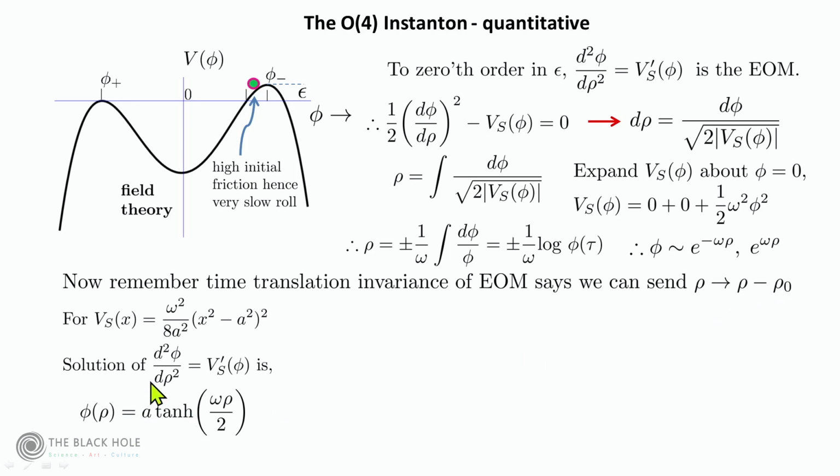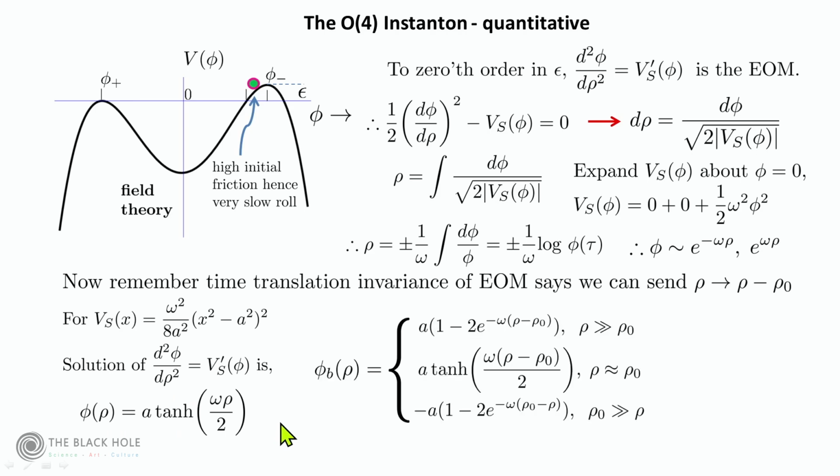And so the solution to this, as in the case of the particle instanton, is just this. Phi of rho is equal to this. And here is the grand solution for the O4 instanton. There's almost no work that we had to do. All the work was done doing particle mechanics. I'm saying it's pretty much identical to what we did before.